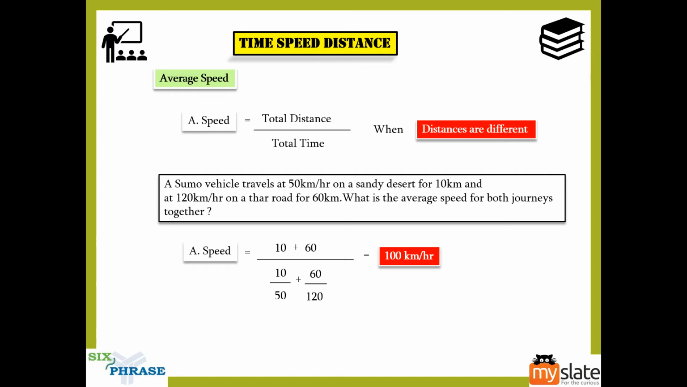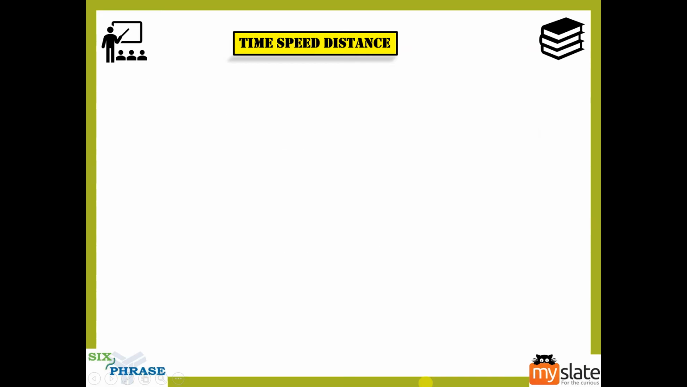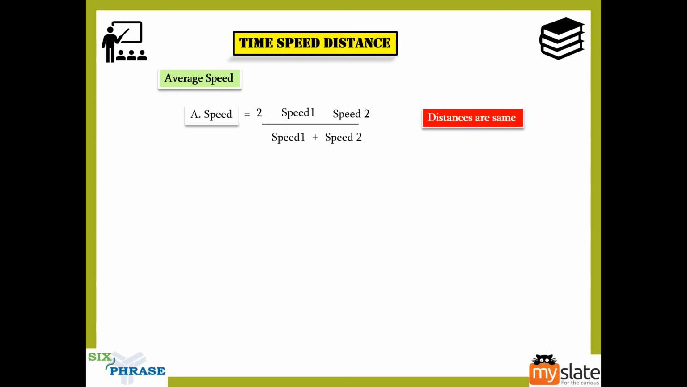Okay, so when the distances are different, make sure you use this formula, total distance by total time. When the distances are the same, the average speed will be given by this formula. Okay, 2 into speed 1 into speed 2 divided by speed 1 plus speed 2. When the distances are the same, this is how usually the questions will be asked. I rarely see the different distance questions. In most questions the distances are the same. So in other words, they are trying to check if you know the shortcut or not. So make sure that you know the shortcut.